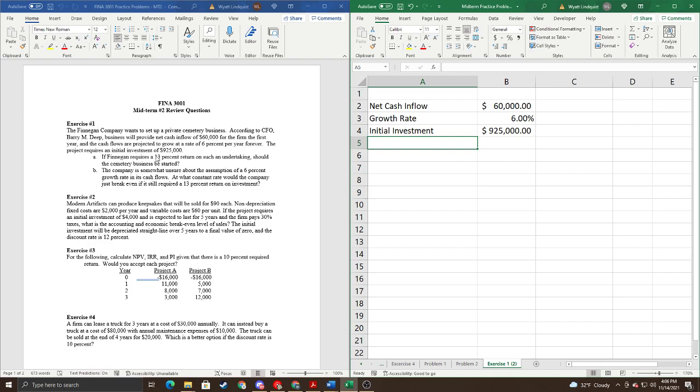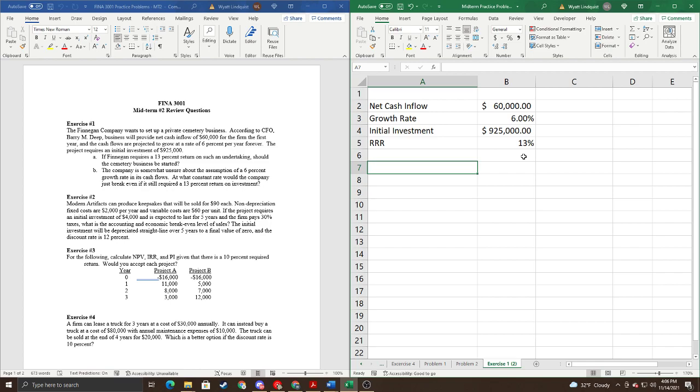So first, if Finnegan requires a 13% return on such an undertaking, should it be started? So we're going to just do RRR. That's what I like to do for required rate of return, 13%. And then for part B, the company is somewhat unsure about the assumption of a 7% growth rate. What percent would it be required to break even? So that doesn't give us any additional details, but it's still important for a little bit later.